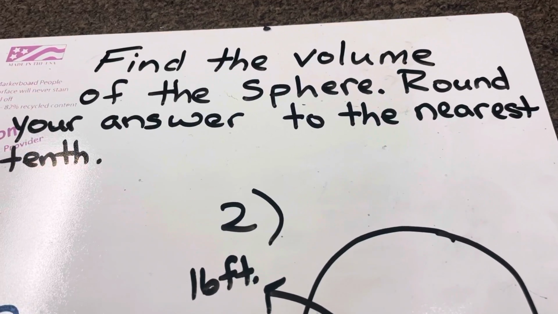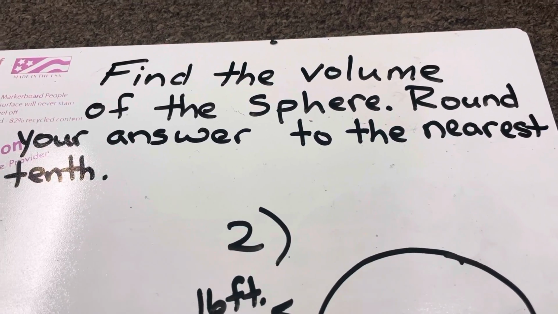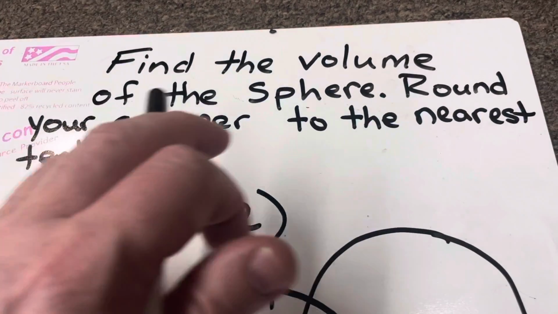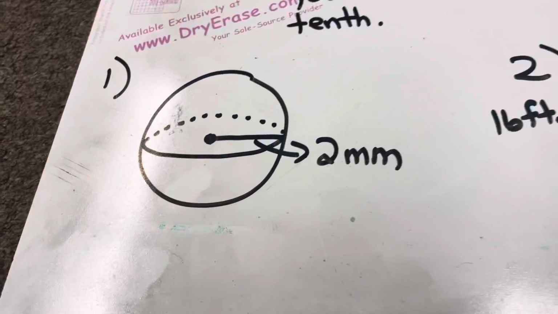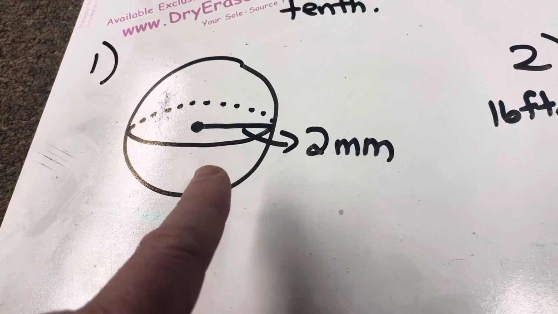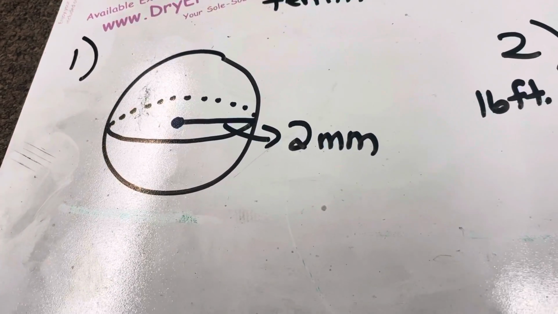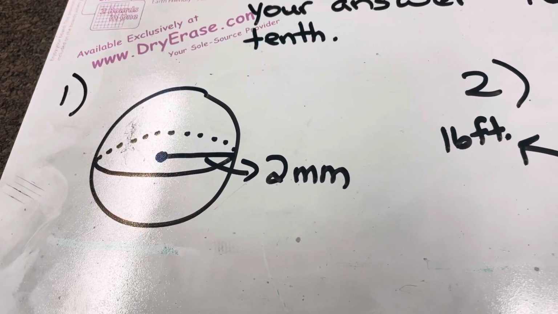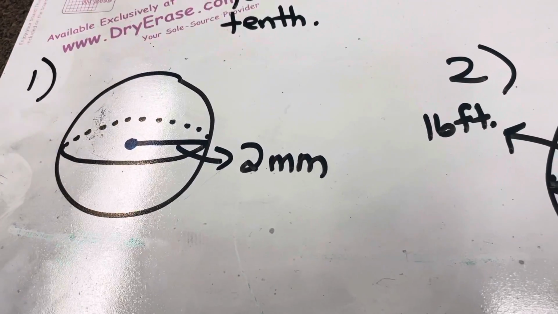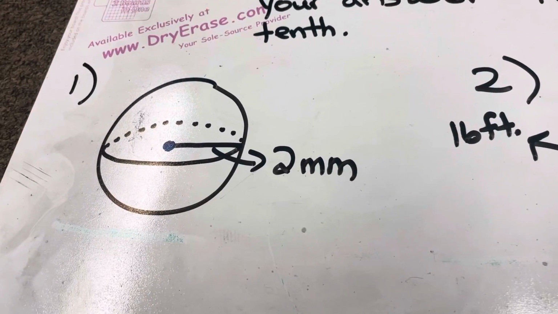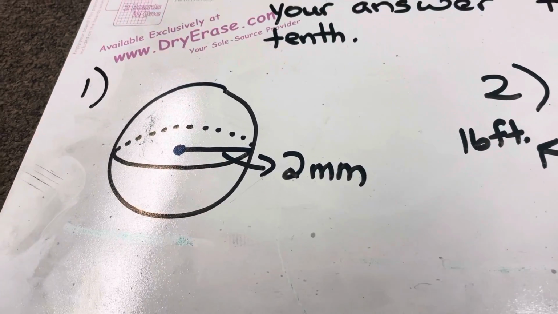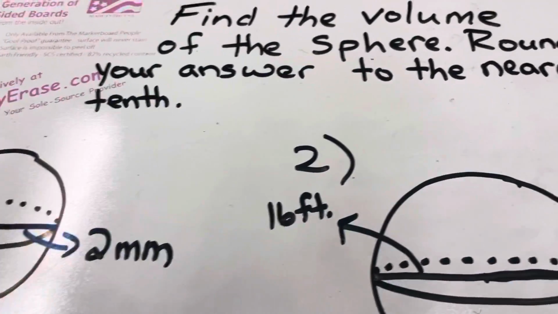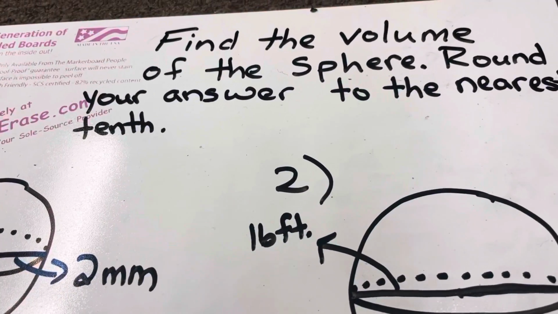This is lesson 10.3, and we're going to be focusing on finding the volume of spheres, which are essentially like a soccer ball or a basketball, a baseball. Those are all sphere shaped. When you envision a sphere, think tennis ball, volleyball, basketball, soccer ball. Those are all spheres. Round your answer to the nearest tenth.